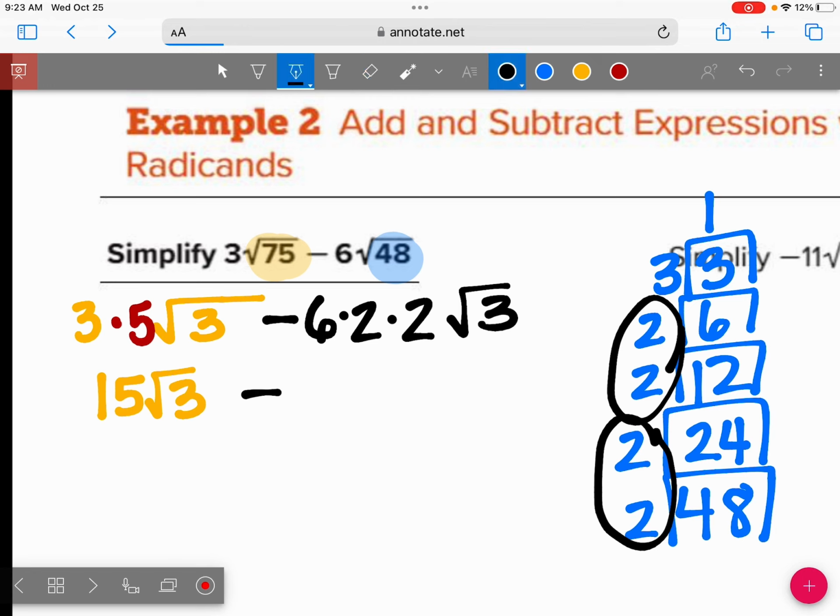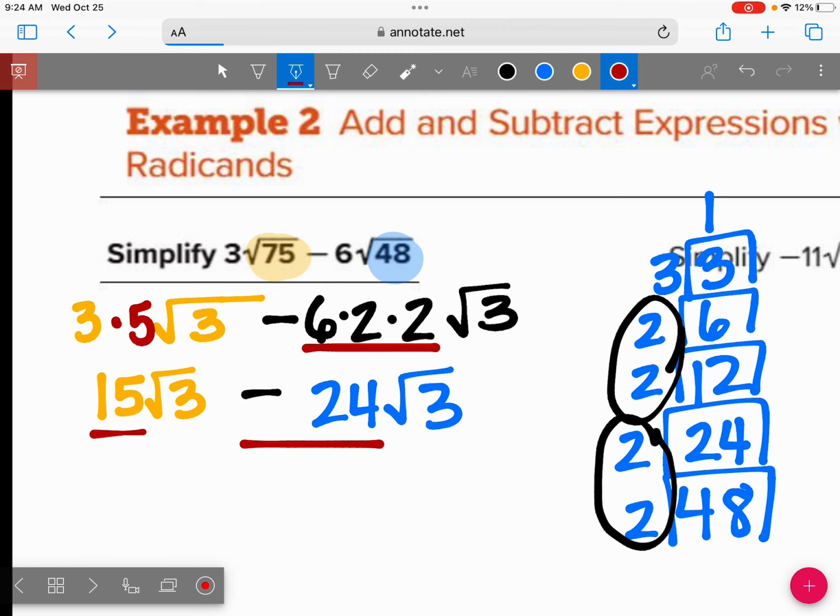So when I bring down my minus sign, pick up your calculator and multiply this together. Take 6 times 2 times 2, and you get 24 root 3. So after we simplify it, notice that they are like terms because now they both have a 3 underneath. So pick up your calculator and subtract. Take 15 minus 24. So your final answer is negative 9 root 3.